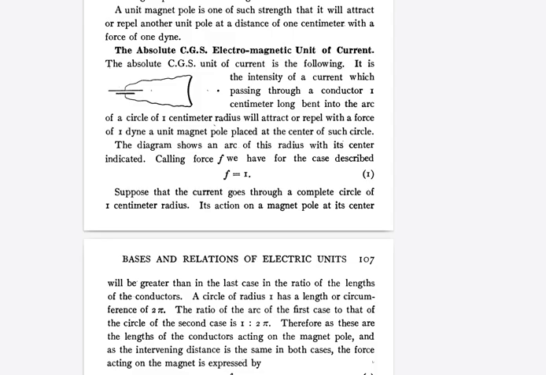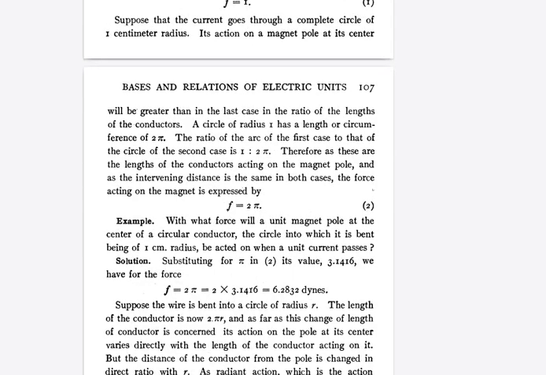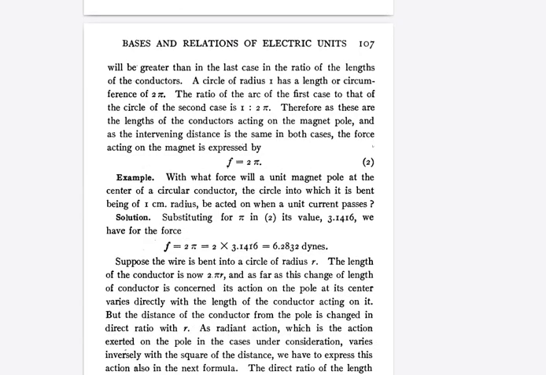This is equation 1. Suppose that the current goes through a complete circle of 1 centimeter radius. Its action on a magnet pole at its center will be greater than in the last case in the ratio of the lengths of the conductors. A circle of radius 1 has a length or circumference of 2 pi. The ratio of the arc of the first case to that of the circle of the second case is 1 to 2 pi. Therefore, as these are the lengths of the conductors acting on the magnet pole, and as the intervening distance is the same in both cases, the force acting on the magnet is expressed by F equals 2 pi. This is equation 2.